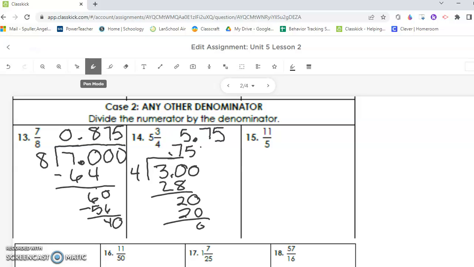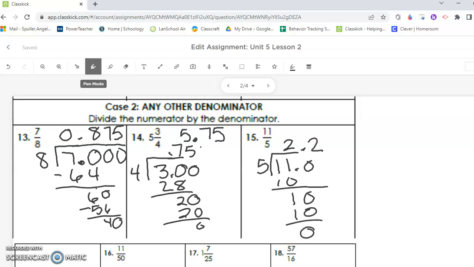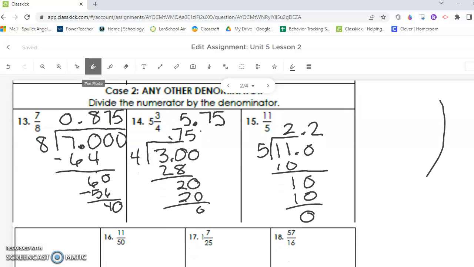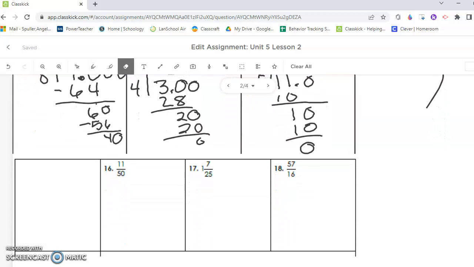Great job. All right, so 11 divided by 5. 5 goes in there 2 times, so 2. That gives me 10. Gives me this. 5 goes in there 2 times. That gives me 10. That gives me 0. Great job. All right. Now, I want you to try working these last 3 out, 16, 17, and 18 by yourself. Then come back after you've paused the video and tried these. Come back and see if you got them correct.